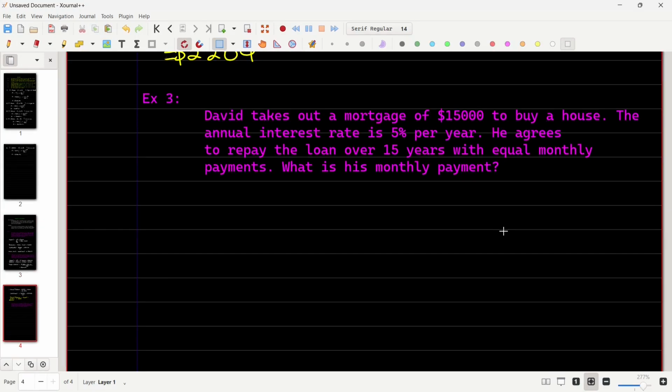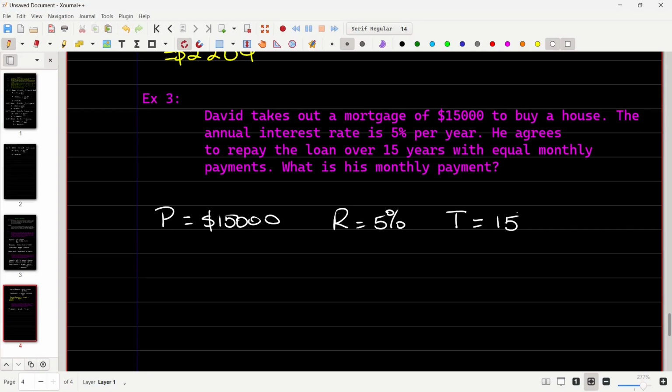So David takes out a mortgage of $15,000. So let's say that the principal is $15,000, to buy a house. The annual interest rate is 5% per year. So the rate is 5% per year. He agrees to repay the loan over 15 years with equal monthly payments. All right, so the time period of interest for us is 15 years, because that's the interval over which you would add the rate.